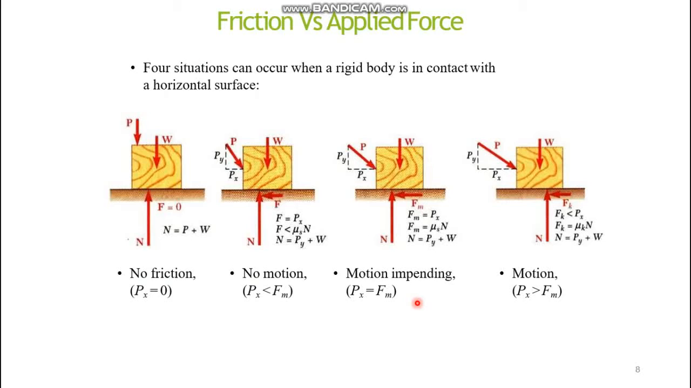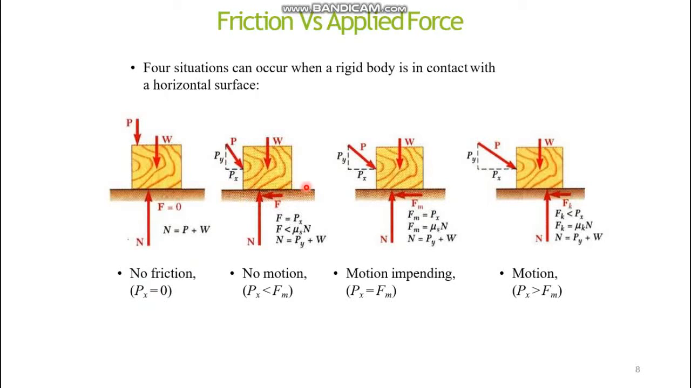Now, what is the friction versus applied forces? There are four situations when a rigid body is in contact with a horizontal surface. Four cases can be there. Number one: no friction. This is a wooden block, its self weight is W, and you put a load P directly vertical to this body, so there is no horizontal component. So there will be no friction, as Px equals 0.